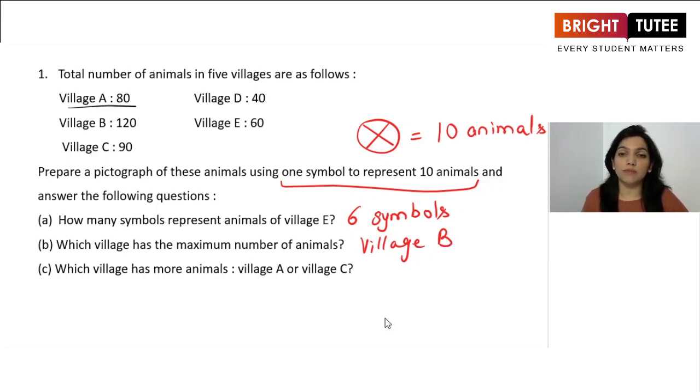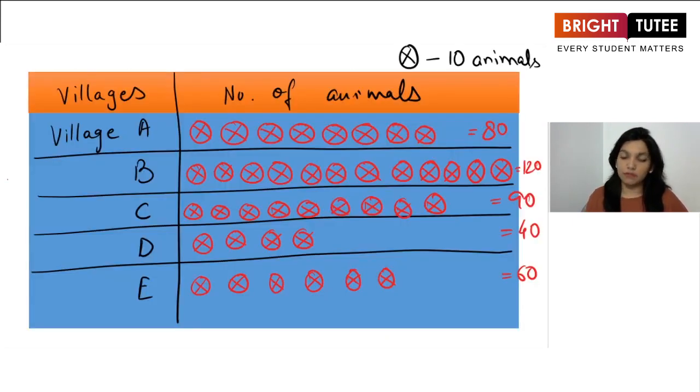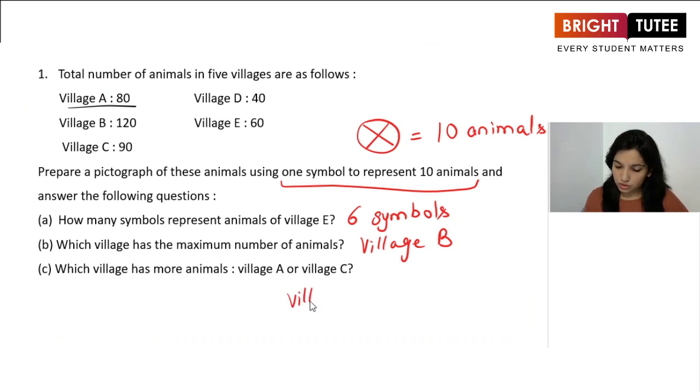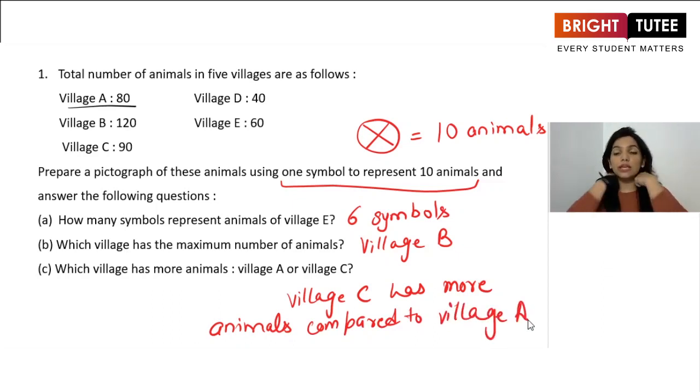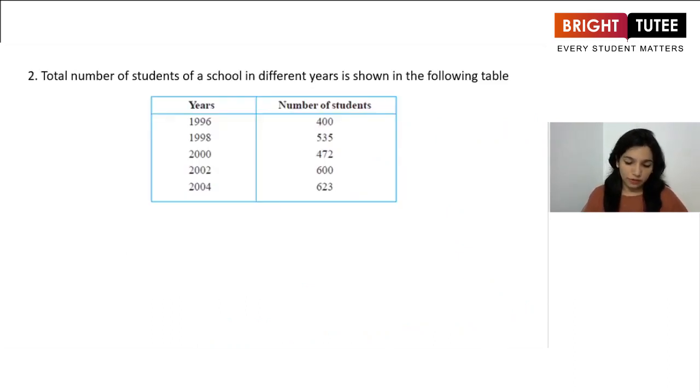Which village has more animals? Is it village A or village C? So you can either compare it here with the given values, or you can see here in the figure as well in this pictograph image. So clearly we can say that village C has more animals compared to village A. So when we are comparing village C to village A, in these two villages, village C has got more animals. How much more? It is 10 more animals, though it is not asked, so we are not writing it in the answer. Moving ahead to the next question.